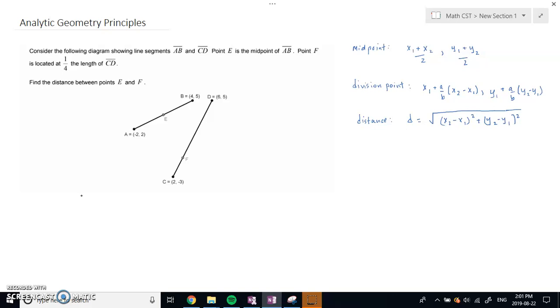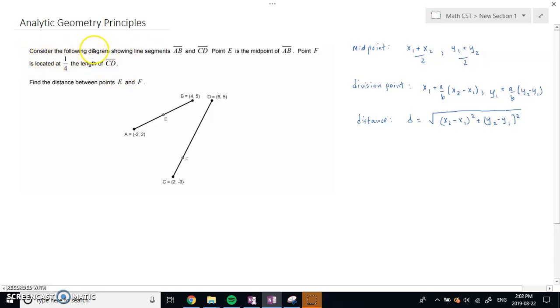its length. For this question, it asks us to consider the following diagram showing line segments AB and CD. Point E is the midpoint of line segment AB, and point F is located 1/4 of the length of CD. We'd like to find out the distance between points E and F. Now this might seem somewhat overwhelming, but actually we're using three key analytic geometry principles to solve it. The first sentence is the first one that I'm going to attend to.